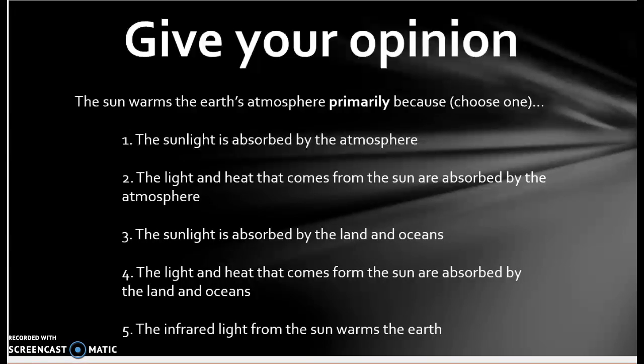Okay, this next part is giving your opinion. You just choose the number of the answer that you think is correct. The sun warms the Earth's atmosphere primarily because, and choose one. Number 1, the sunlight is absorbed by the atmosphere. 2, the light and heat that comes from the sun are absorbed by the atmosphere. 3, the sunlight is absorbed by the land and oceans. 4, the light and heat that comes from the sun are absorbed by the land and oceans. Or 5, the infrared light from the sun warms the earth. Choose the answer that you think is correct and just jot it down in your notebook.